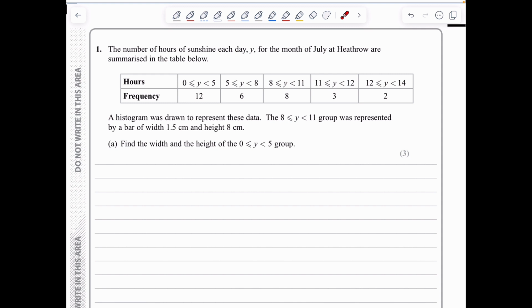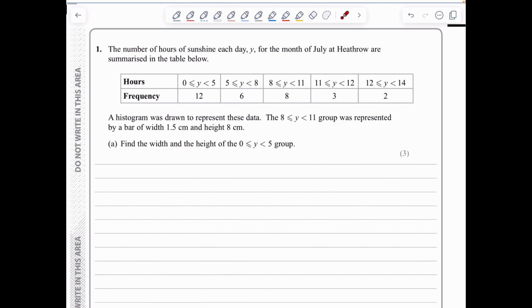In question 1, we've got the number of hours of sunshine each day for the month of July at Heathrow, recorded in the grouped frequency table here. A histogram was drawn to represent this data, and the 8 to 11 group was represented by a bar of width 1.5 centimeters and a height of 8 centimeters. We're being asked to determine the dimensions of the 0 to 5 group.